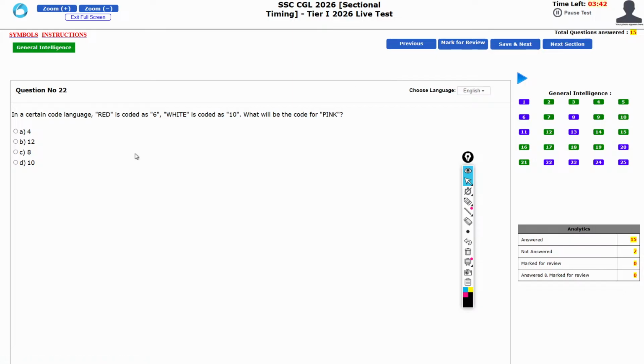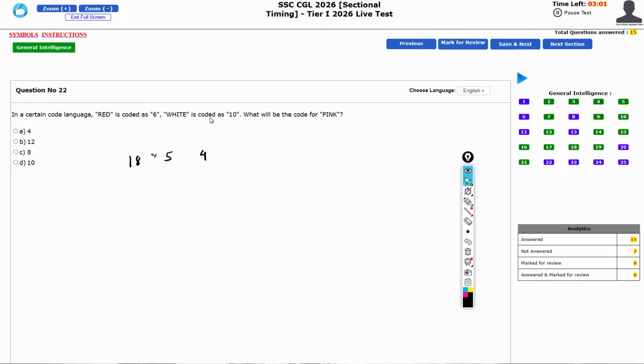Certain code red. R, E, and D. If I add all of them, it will be like 9 plus 9, 18. So won't make any sense. So to get 6 here, can I do anything? I don't think I can do anything. Okay, I will just skip it.